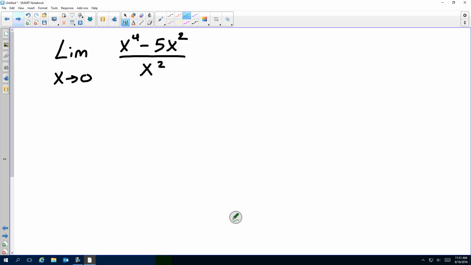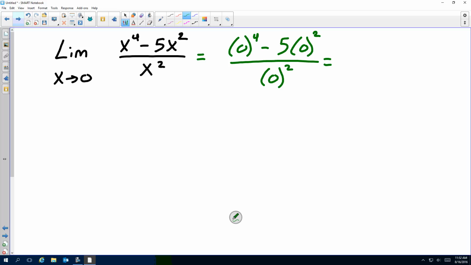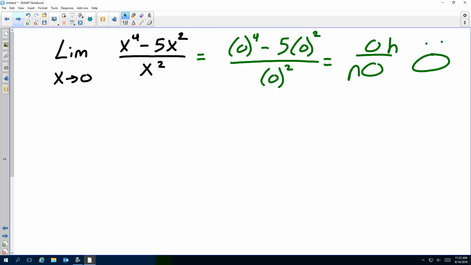Now, sometimes when we plug in, like for instance this problem, let's plug this in. I'm going to say 0 to the 4th minus 5 times 0 squared all over 0 squared. Well, this is just a whole bunch of 0 over a whole bunch of more 0. But remember, class, if you get a 0 over a 0, you're always saying, oh no, because that means you have to do some more math, correct?